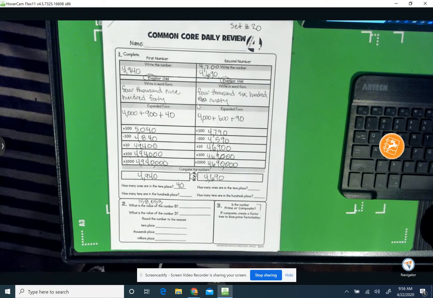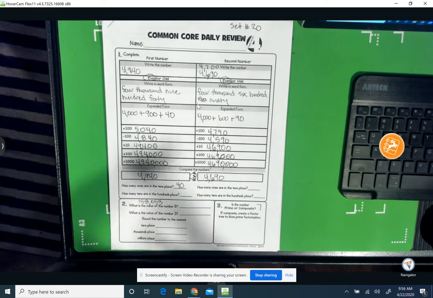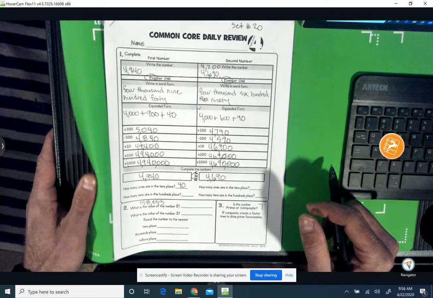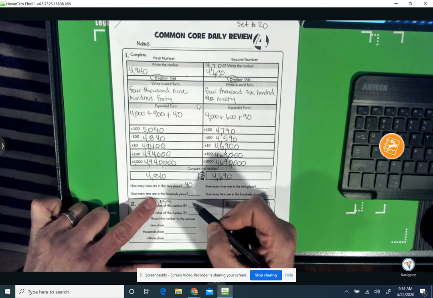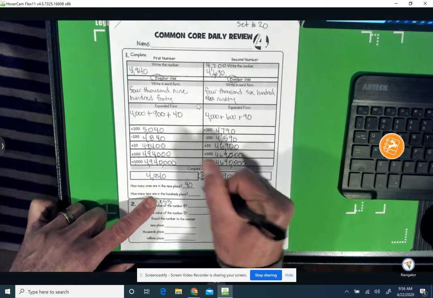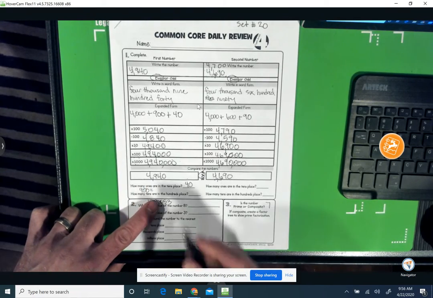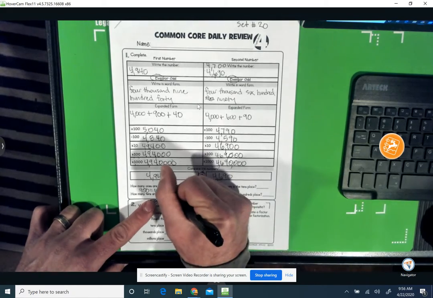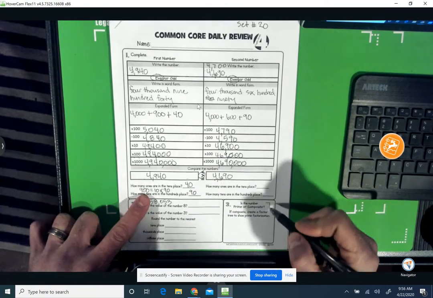How many tens are in the hundreds place? Well, what's the value of that 9? It's 900. 900, okay, is the value of the 9 in the hundreds place. How many tens does it take to make 900? So if you work backwards, you have 900 is equal to 10 times what? And that would be 90. 90 tens in the hundreds place.